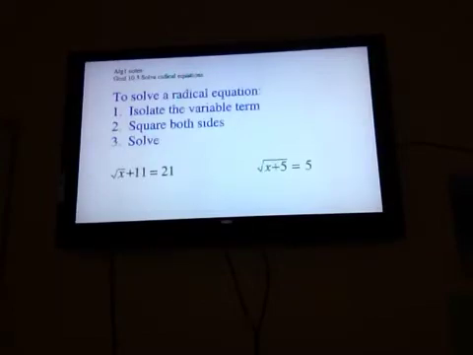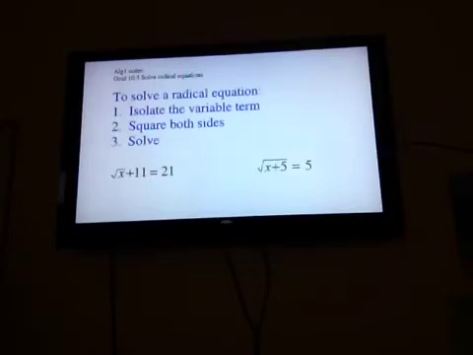So the first thing you have to do is get the radical variable term all by itself. You want to get the radical alone on one side of the equation, okay? Once you do that, you're going to square both sides of the equation. Square both sides of the equation. When you square a square root, it gets rid of the radical.